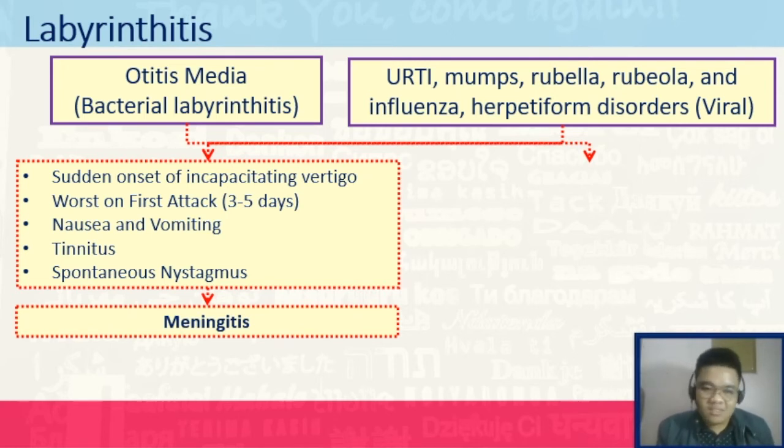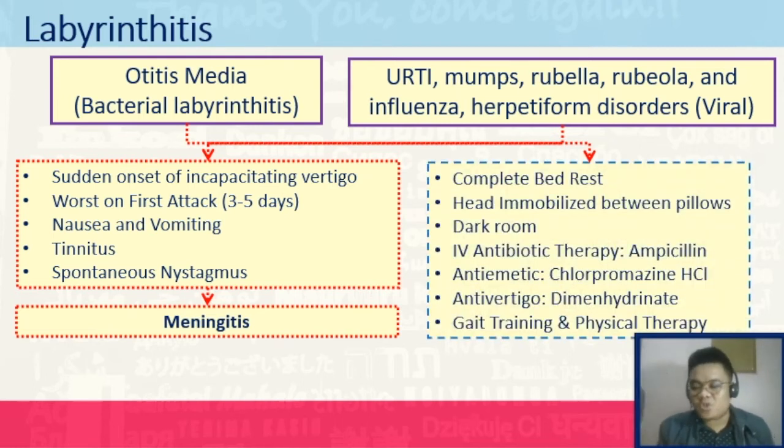So what are the signs and symptoms that this patient would have? There would be sudden onset of incapacitating vertigo, which is worst on the first attack, lasting for 3 to 5 days. Imagine that, vertigo for 3 to 5 days. Then you have your nausea and vomiting. Then you have your tinnitus and then spontaneous nystagmus. If this condition, class, is not managed, your patient could have meningitis. So what is our advice for this patient?